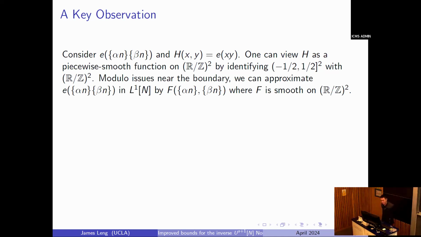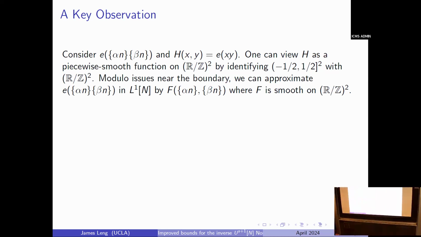Now, modulo some issues near the boundary, you could approximate E of bracket alpha n bracket beta n in L1 of n by some f of bracket alpha n comma bracket beta n, where f is smooth on R plus Z. What you do is take this function h, which is defined on the square, and you just cut it off near the boundary.